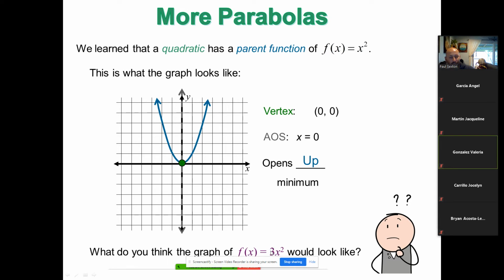So that means you'd have to multiply everything by 3. So if you go over 1 instead of up 1, you'd go over 1, up 3. And then it would be over 1, up 9, because you multiply the 1, 3, 5, 7 by 3. So it actually gets steeper because it's going up faster.